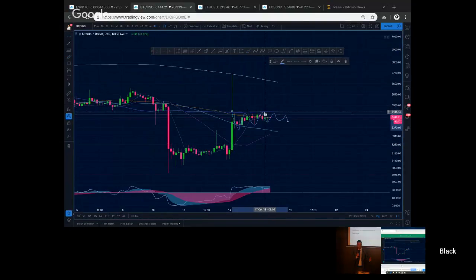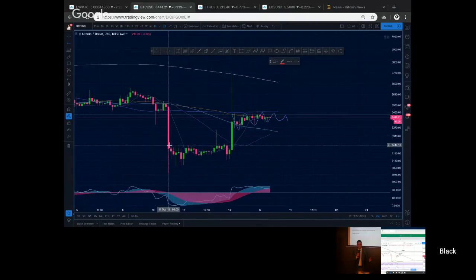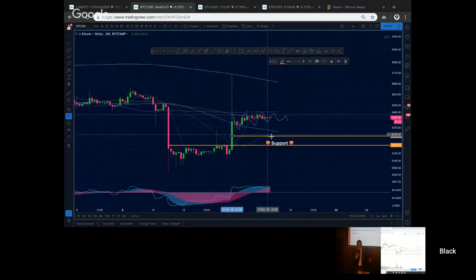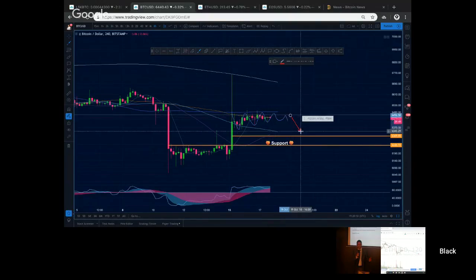It is testing the resistance of moving average 200, and probably it is going to be rejected, as we saw on the previous screen, and we will probably go to the 6,200 support level, or even the 6,300 support level. So this is the support zone that Bitcoin will probably touch in the next hours and a few days. This is my opinion on this.